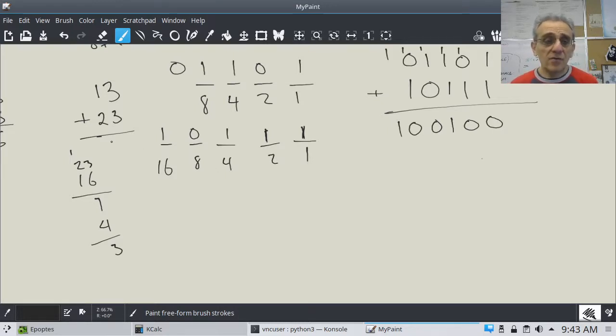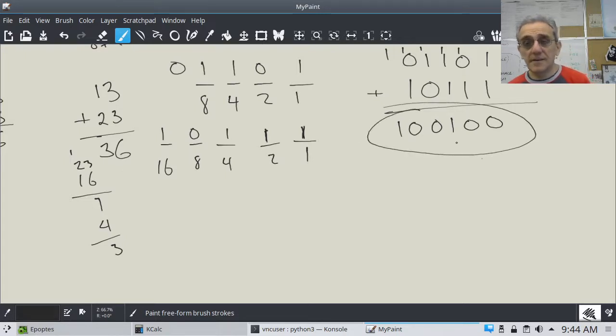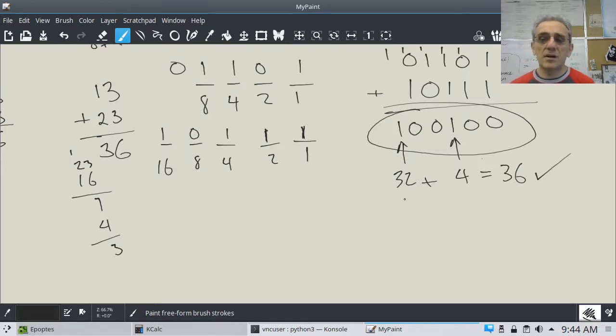And so now, when we add this up decimal-wise, we're going to get 6 and 3. So is this equal to 36? Well, let's see here. This is going to be location 32 plus location 4. And indeed, it does equal 36. We are correct. Okay?